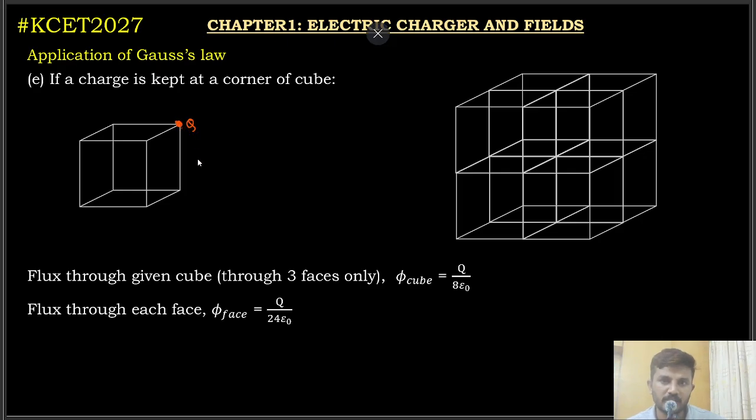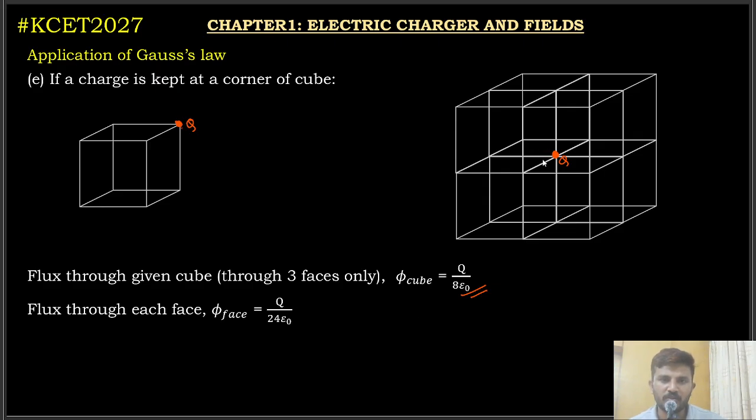If a charge is placed at the edge, to that edge we can attach how many cubes? 8 cubes, like this, as given in the diagram. So the total flux is q by epsilon naught, but through each cube the flux is divided by 8, so that's why it is q divided by 8 epsilon naught.